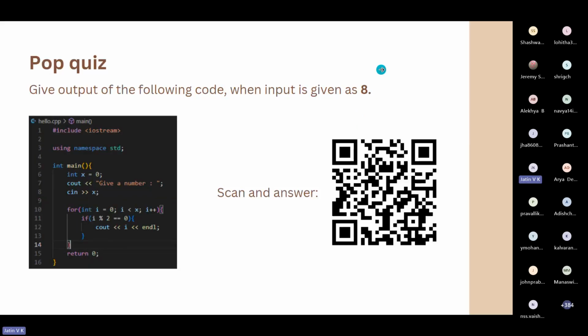So this is a pop quiz. I want you guys to give the output of this code when the input is given as 8. I have not used any new things. I've explained the if statement, for statement, stuff like that. So you can scan this QR and try to answer the question. Take a few minutes to read the code and try to answer.